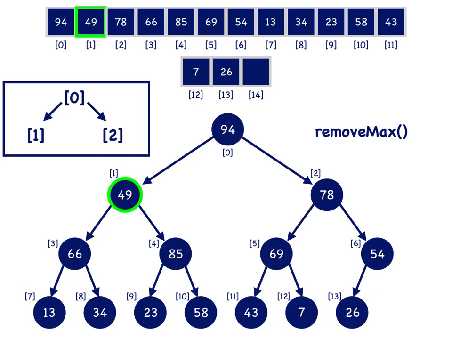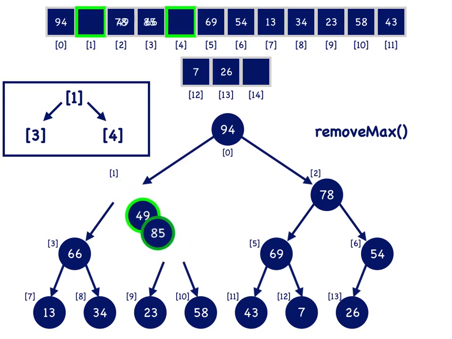Once again, the current parent node is at index 1. We're going to plug that into our formula, which tells us that the indexes of the left and right child will be 3 and 4. Now we need to determine which side, if any, a violation occurs on, and we determine that a violation occurs on both sides once again. So we're going to swap 49 with the larger of the two values, which is 85, the node at index 4. So we swap.